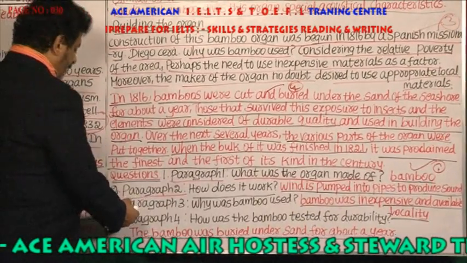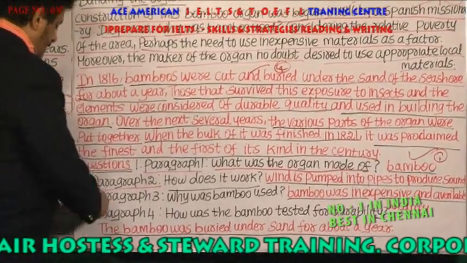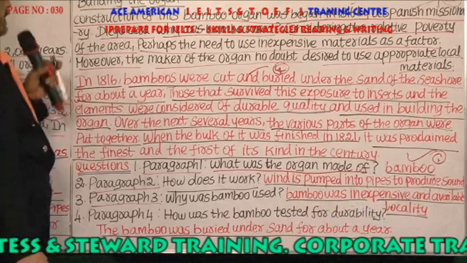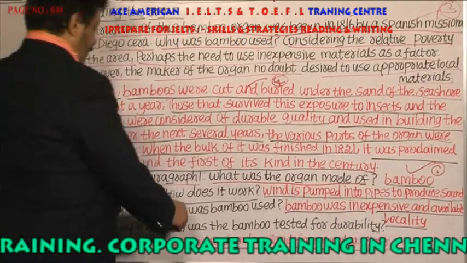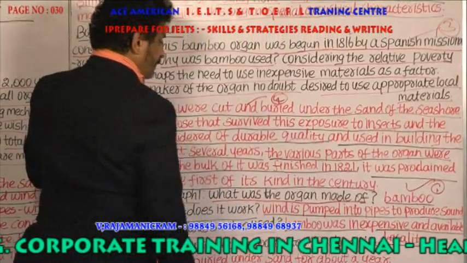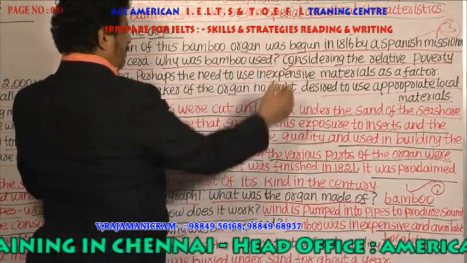Paragraph 3, what does it say? Paragraph 3 says, why was bamboo used? Because it is inexpensive material. That's why the bamboo is used. That's what is given in paragraph 3.